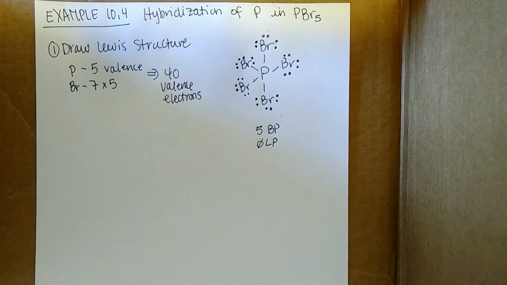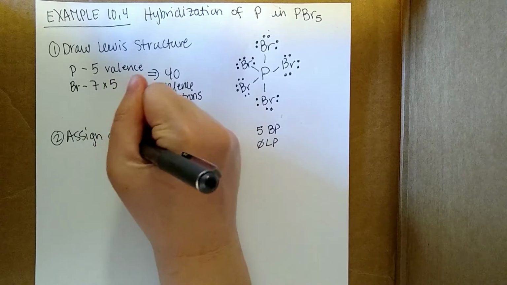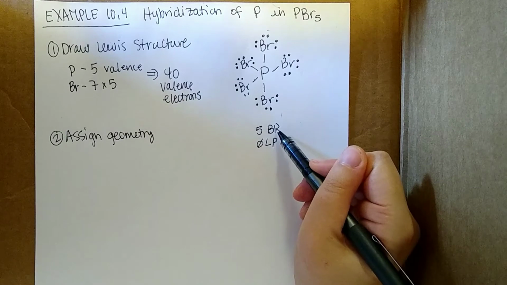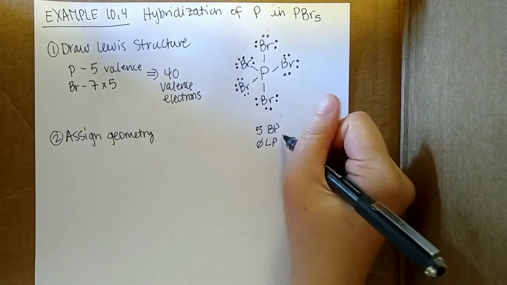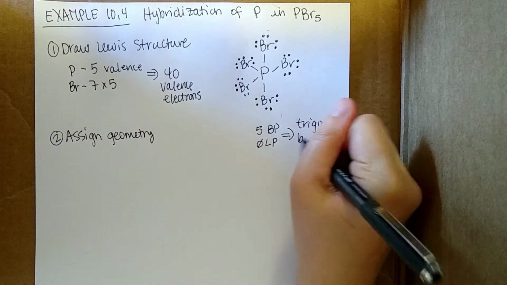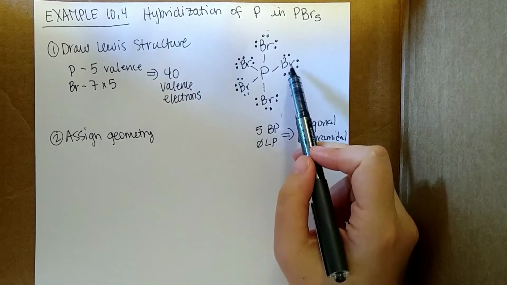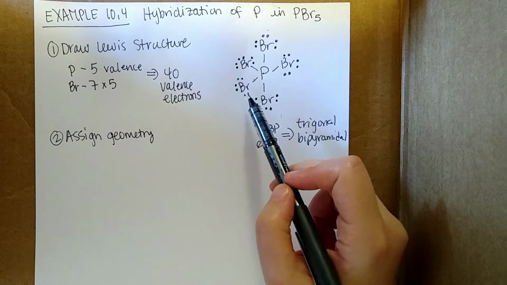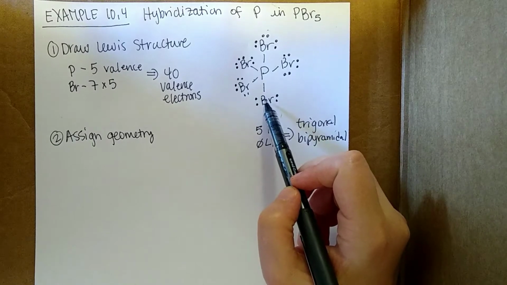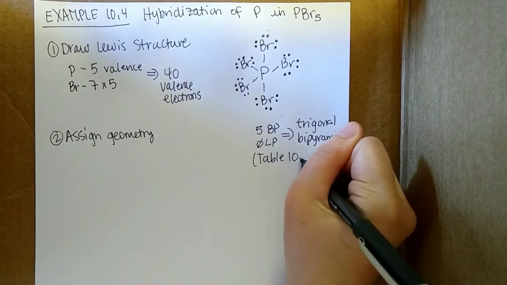So the next thing we have to do is assign the geometry to our phosphorus, and we know how to do this as well. We can simply look at the number of bonding pairs and the number of lone pairs, and we know that this geometry is trigonal bipyramidal. Trigonal bipyramidal. Meaning we have these 3 equatorial bromines that are kind of like the fidget spinner in the plane, and then the 2 axial ones that are above and below. And this is from table 10.1 in your textbook.